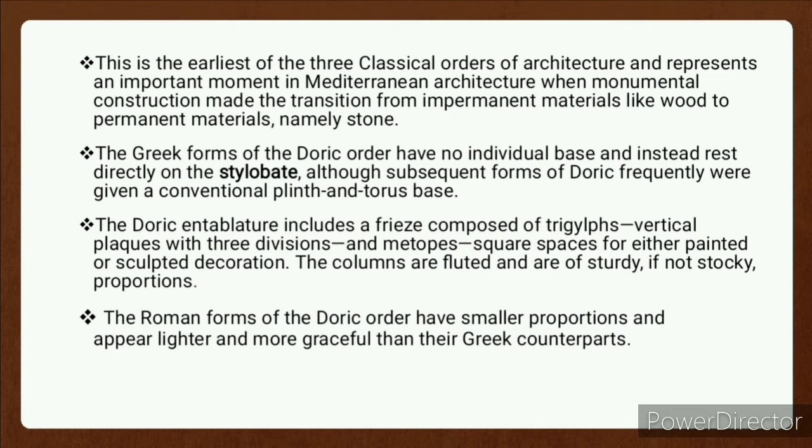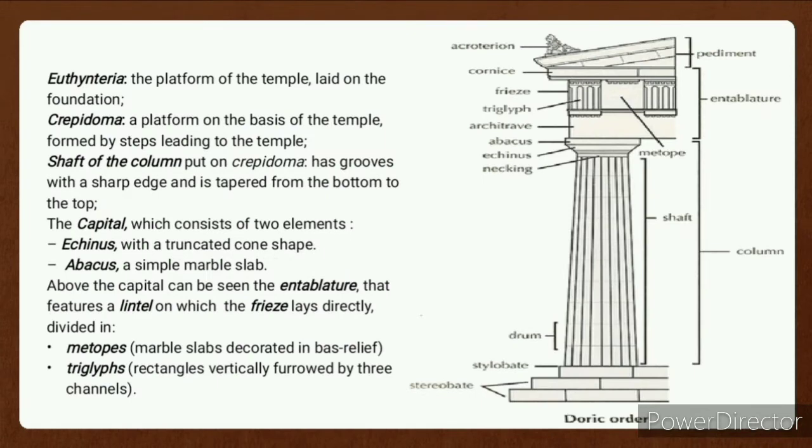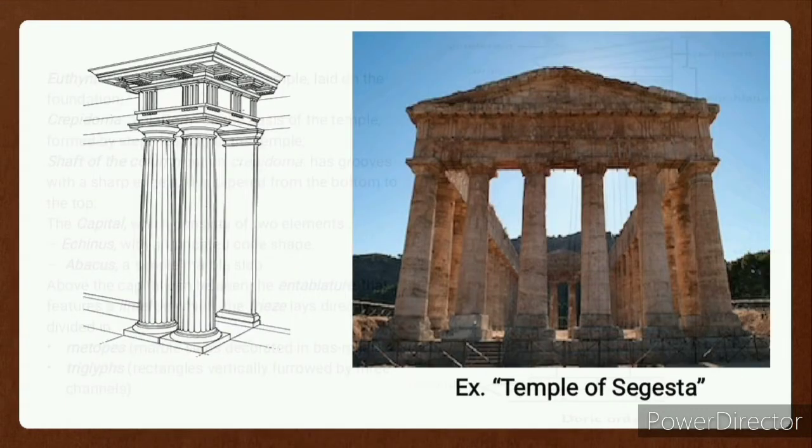The Doric entablature includes a frieze composed of triglyphs. The capital consists of a simple necking, while the frieze section is composed of projecting triglyphs that alternate with receding square panels called metopes. The Doric capital consists of 2 elements, the echinus and abacus, and above the capital is the entablature, where the frieze lies directly, divided into metopes and triglyphs. An example of this classical order is the Temple of Segesta.